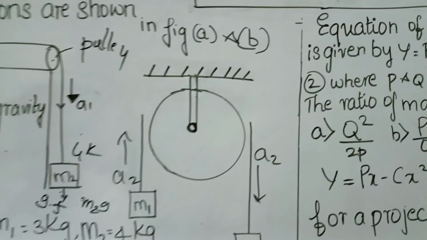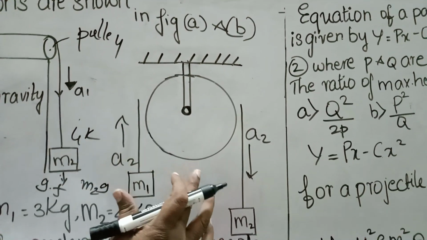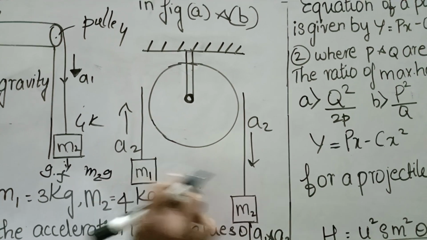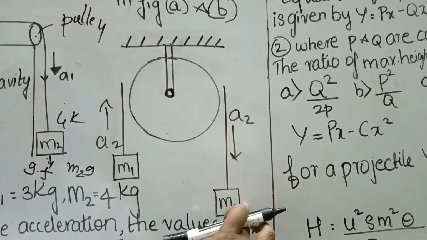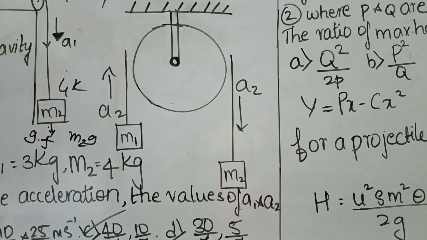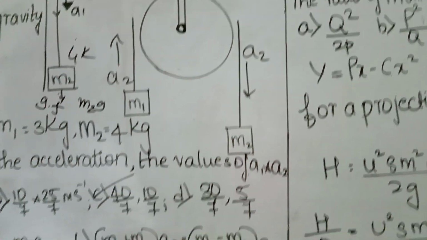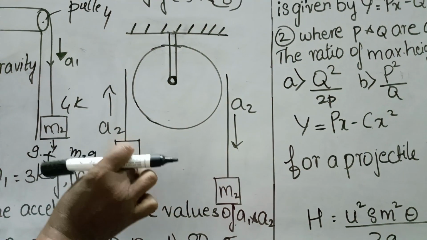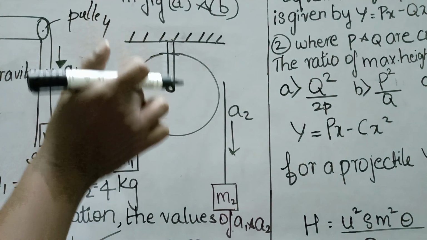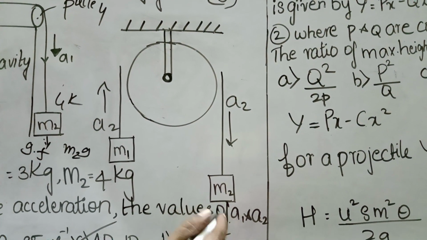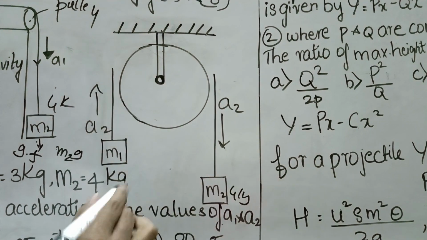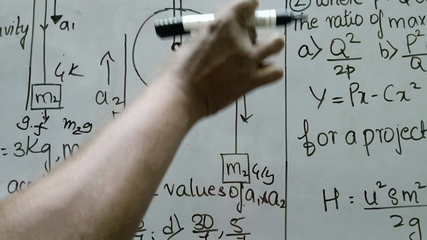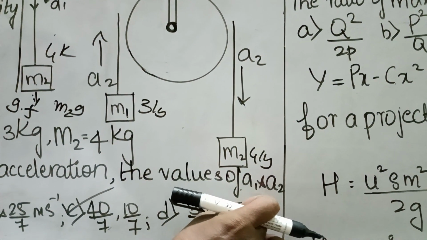Now coming to the second situation, the first difference between the two situations is here only m2 is subjected to gravitational effect. Here both m1 and m2 are subjected to gravitational effect. Therefore here net gravitational force is m2 minus m1 into g because m2 is moving downwards and m1 is moving upwards. Because the weight of m2 is 4 kg, weight of m1 is 3 kg, so the dominating force is 4 kg, therefore the body moves down and the gravitational effect is more.